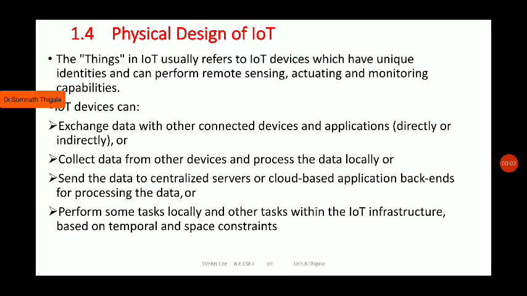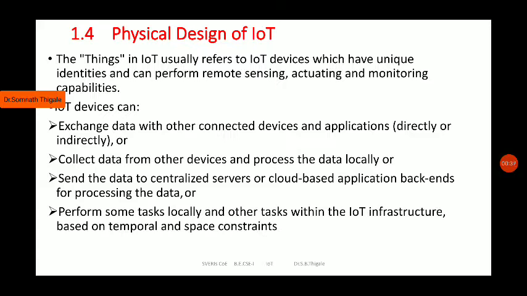Okay, now in this lecture we are going to focus on the physical design of IoT. Whenever you are planning any IoT project, that project will be divided into two parts: the physical things that you can see with your eyes, and second, the architectural part that we cannot see but that should be there. We call it the logical design of IoT. First we will focus on physical design, and then on logical design. What is the meaning of the physical design of IoT?